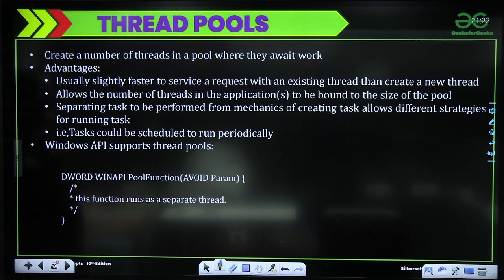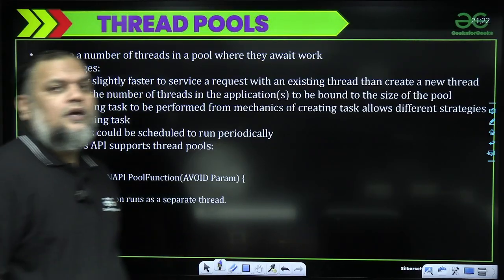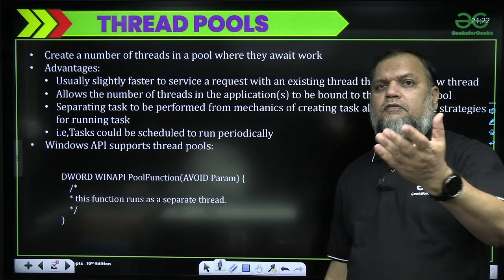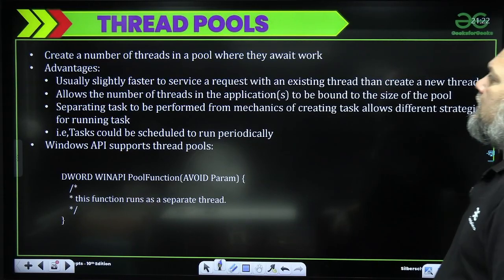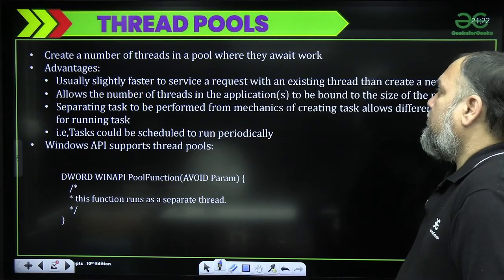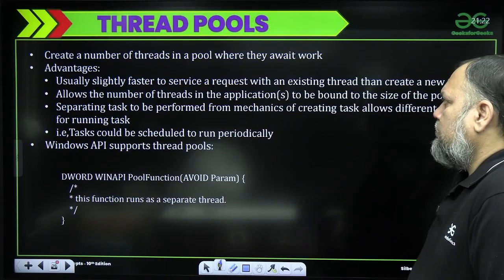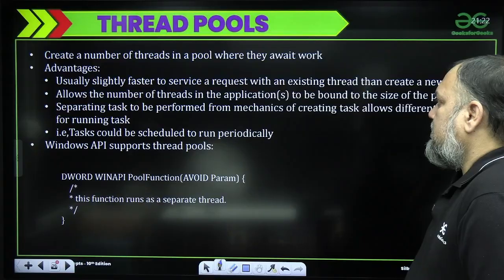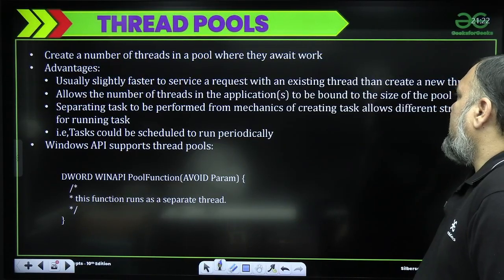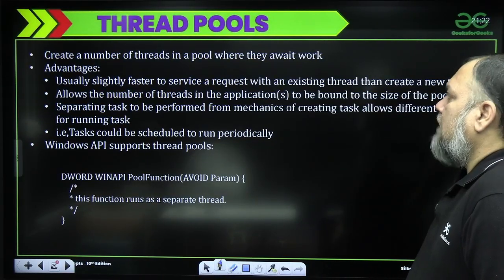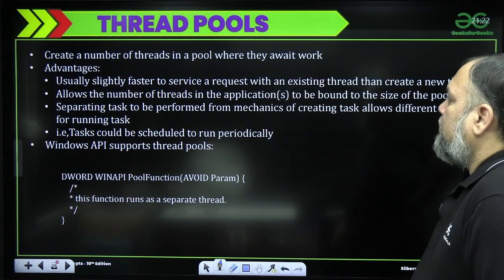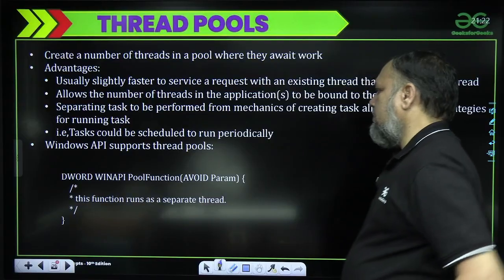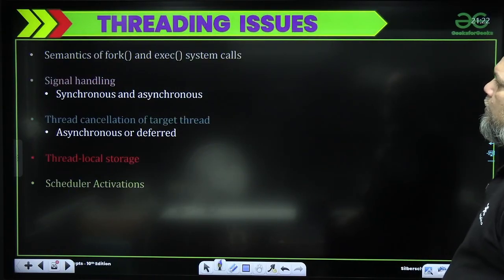And there is something called a thread pool. You can create a pool of threads to be used by different requests coming from the clients, right? Those who are familiar with network programming will definitely understand the concept of a pool. What is the concept of a pool? They wait for the work to come. So this will make the system faster. Initial setup time can be reduced; it is usually slightly faster to service a request with an existing thread than to create a new thread. It also allows the number of threads in the application to be bound to the size of the pool. Okay, so these are some of the tools. So here there is a pool function, and using that you can create thread pools.